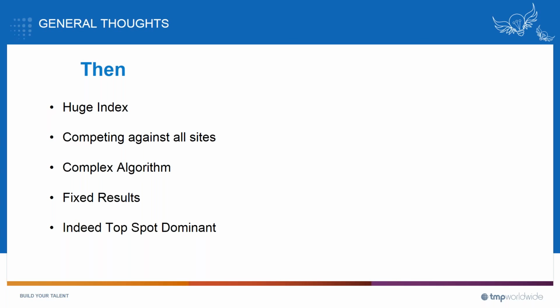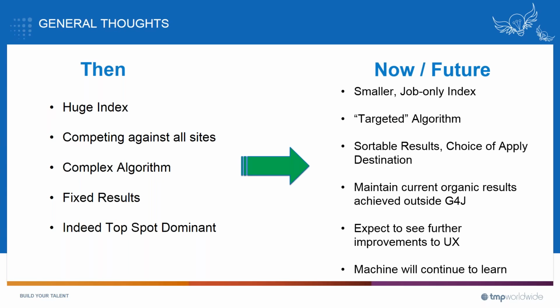But it was hard to rank for a lot of keyword strings, especially some of those keyword strings that were very competitive. Today, and now and in the future, the index is smaller that we're focused on here. It's only jobs, so it's a very specialized index of search results. The algorithm that processes these is more targeted.